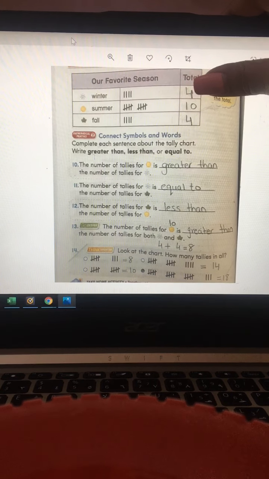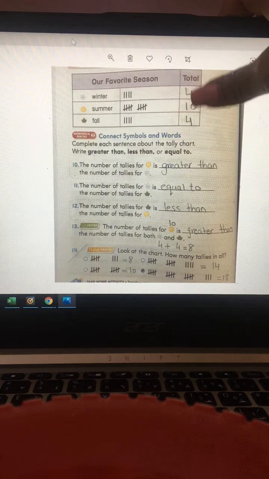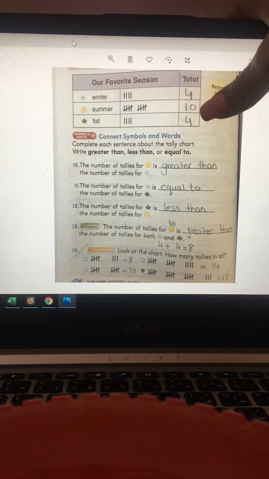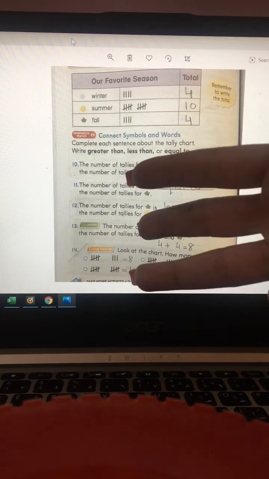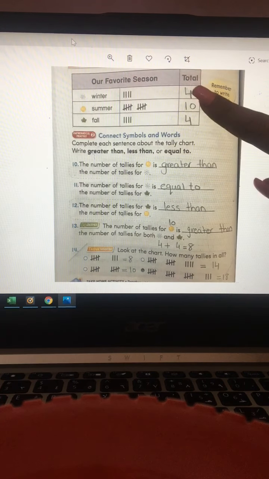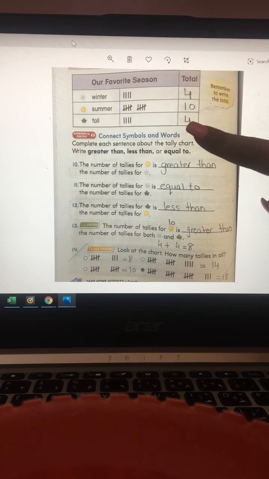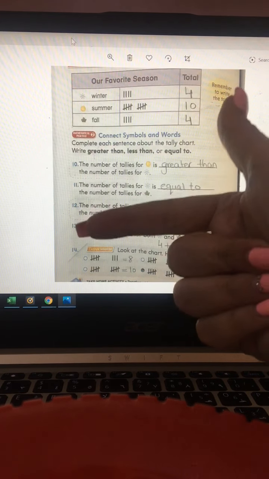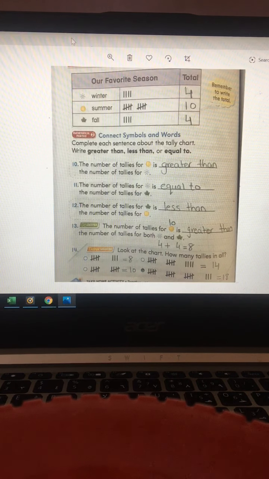Here the number is 4 and here 10. Here is another 4. So I'm going to add these three numbers. 4 plus 10, after 10: 11, 12, 13, 14. Okay, so 4 plus 10 is 14. I'm going to add 14 to the 4. After 14: 15, 16, 17, 18. So the total number of tallies is 18.